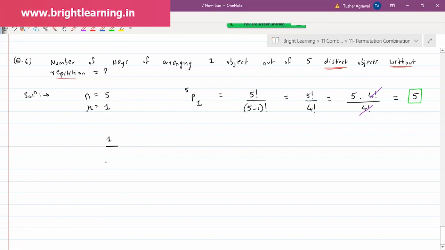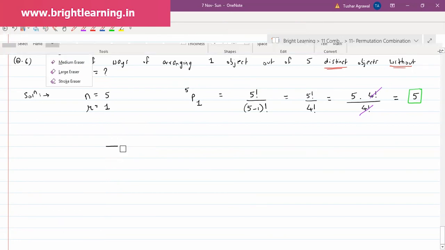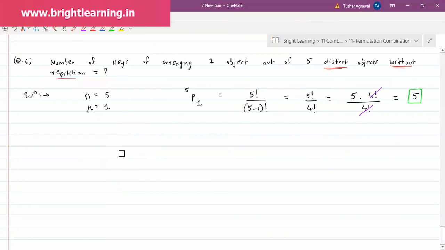You pick up the second object, and in how many ways can you arrange it? In one way only. You pick up the third object, in how many ways can you arrange it? In one way only. So one by one you're picking up, and one by one you're placing it. So 5 arrangements. That's it. Got it? Yes, sir.